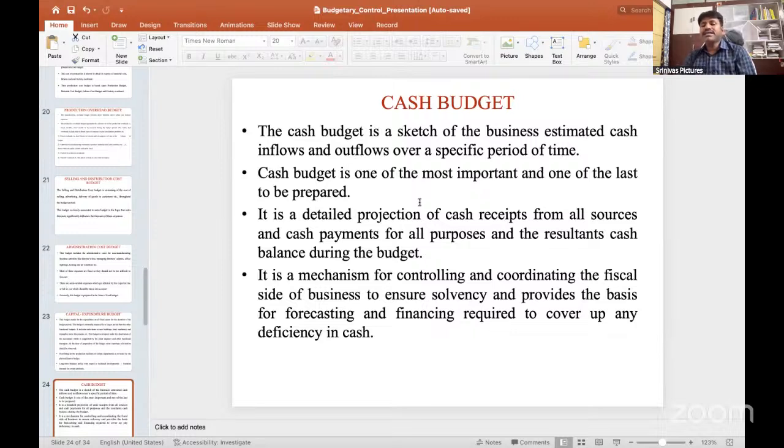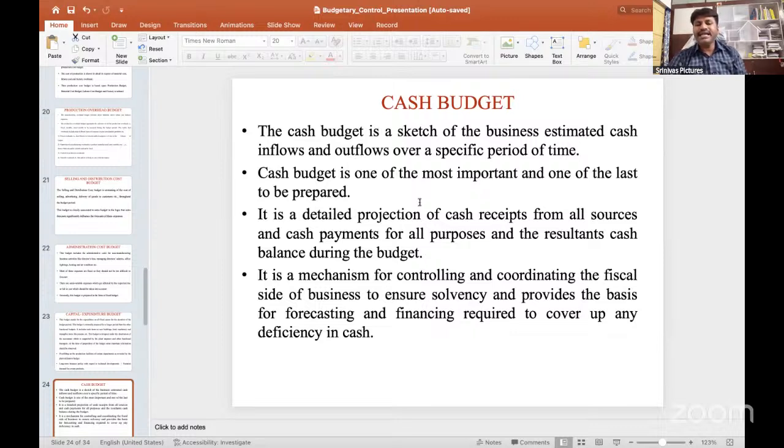So cash budget talks about what the cash inflows are and what the cash outflows are for a particular time. So what is the cash position? To know that, we are going to prepare the cash budget. Cash budget is one of the most important and one of the last to be prepared.